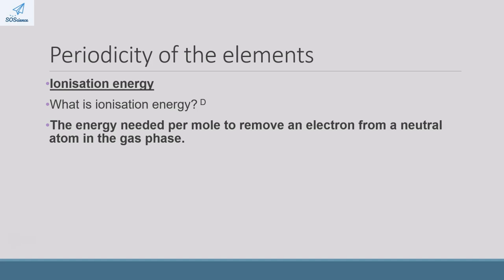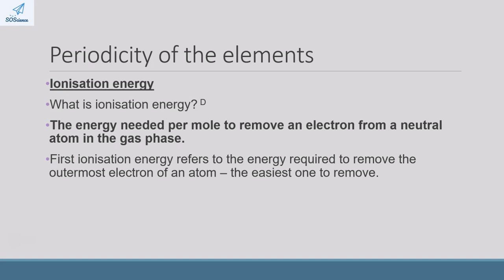The second ionization energy would be how much energy it takes to remove the second hardest electron from an atom. And the third ionization energy is how much energy it takes to remove the third hardest electron from an atom. But again, this definition needs to be learned word for word, and we're going to see similar logic and patterns to the atomic radius logic and patterns.